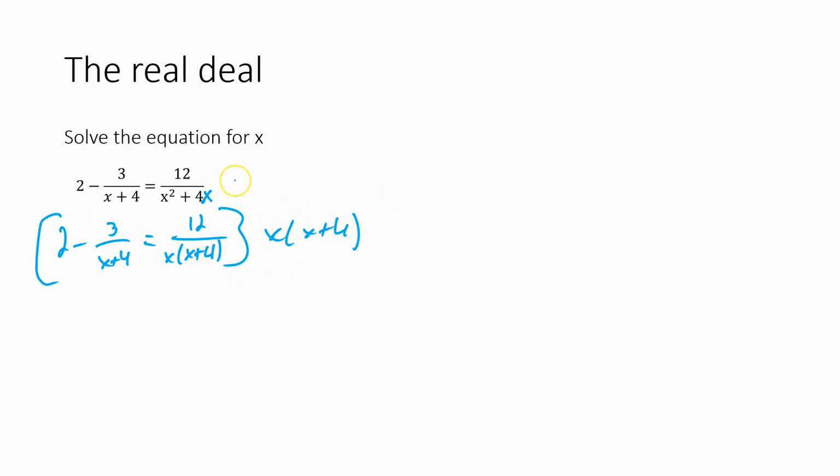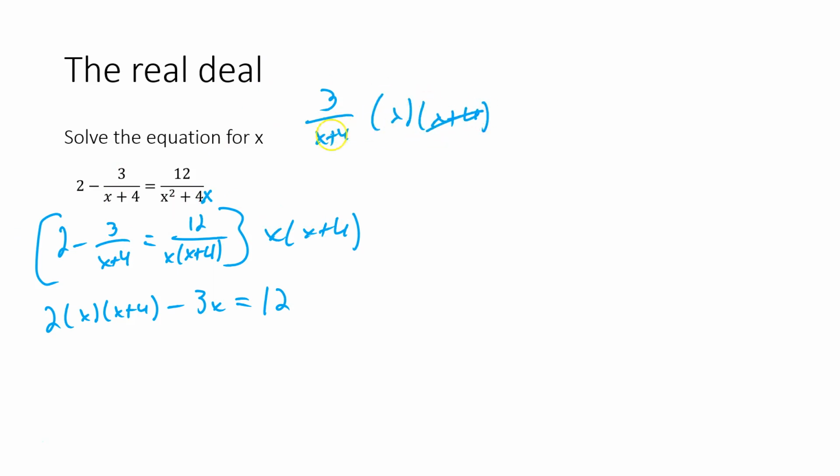Now some stuff's going to drop out, some stuff's going to stick around. On the left side, I'm going to have 2 times x plus 4, minus, so for the 3 over x plus 4, the x plus 4 will cancel. I'll be left with a 3x. Then on the right side, everything goes away, so I just have 12. So what I'm basically doing here, remember, I'm multiplying both sides by the same thing. That 3 over x plus 4, when I multiply by x times x plus 4, the x plus 4 cancels. I'm left with just 3x. That's where that 3x came from.